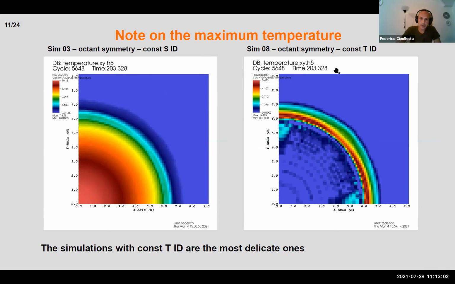And in addition, the constant temperature evolutions are usually the most delicate ones, because you have a big jump from the neutron star surface to the atmosphere.